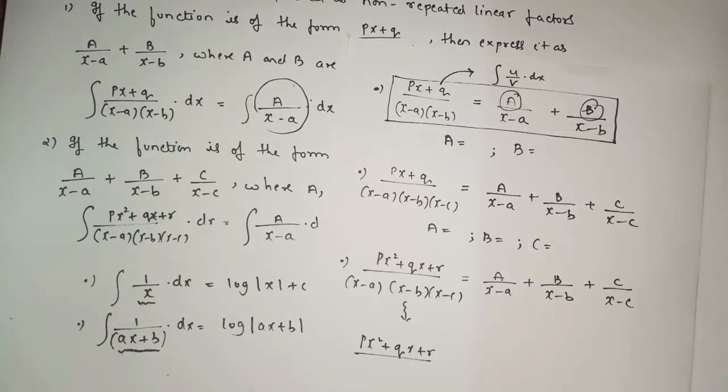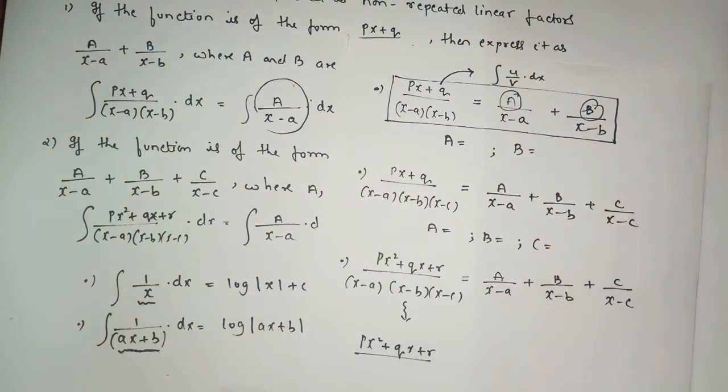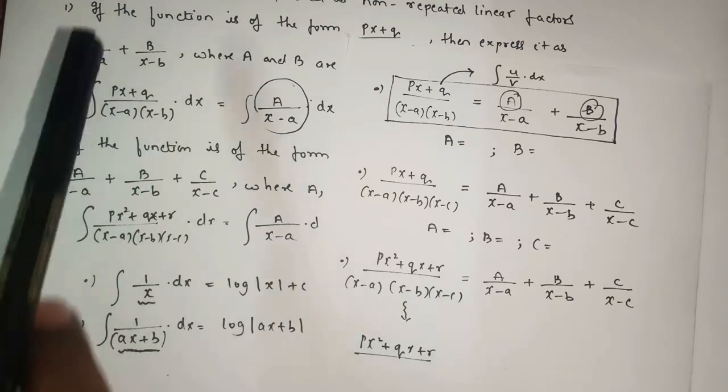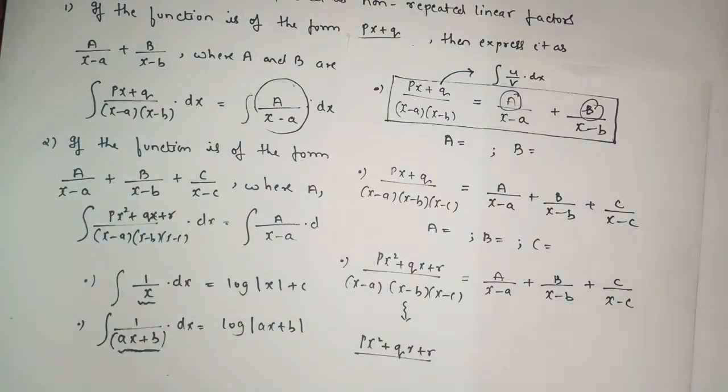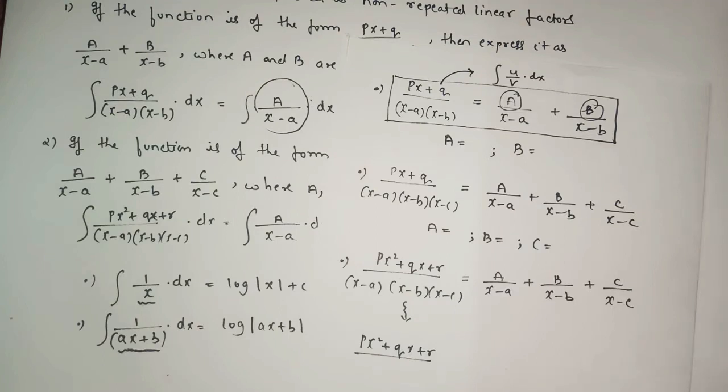Now we'll take one example, then only you will come to know how to find the value of a, b and c, and how to integrate by using these formulas. Okay, so let's check a few examples based on type number 1. As I told, in integration by partial fractions, there are three important subtypes, in which type number 1 is the only important one.